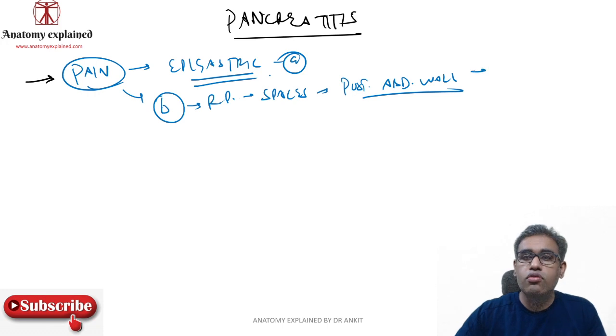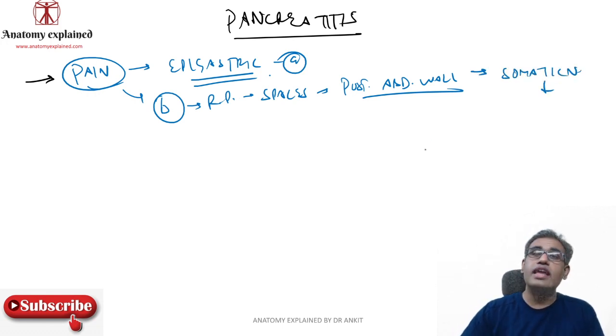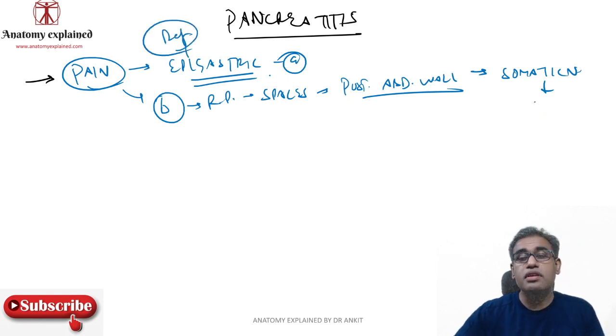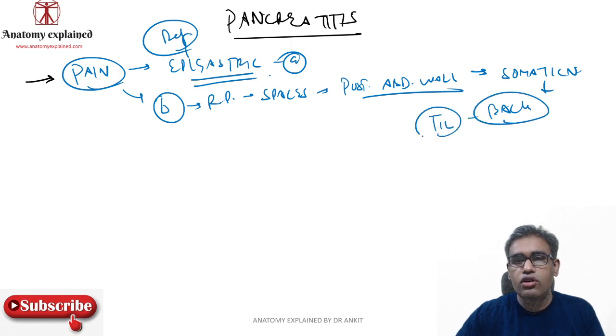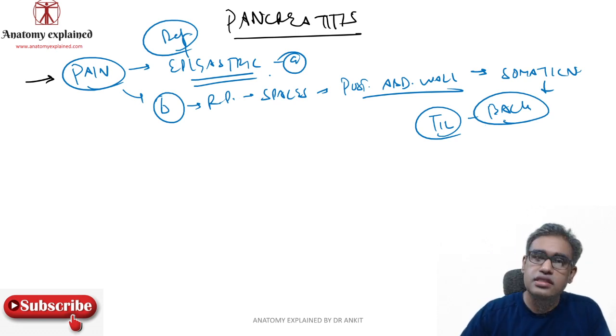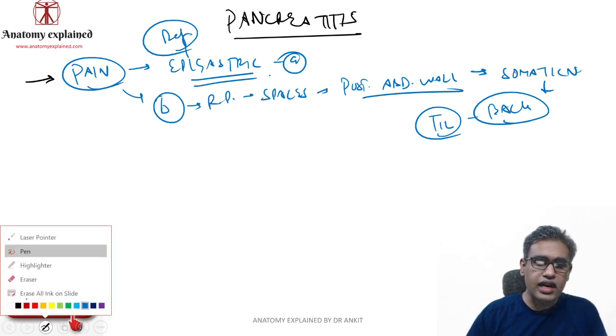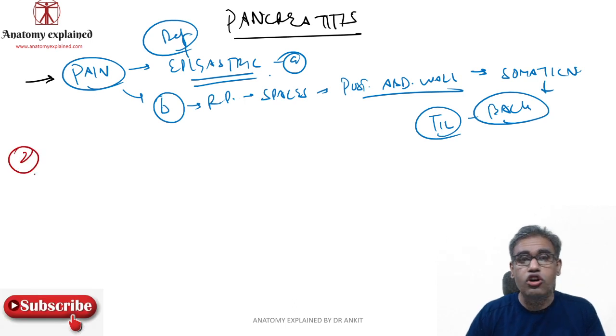When the posterior abdominal wall is involved, the wall is supplied by somatic nerves. Now the pain is localized. Here it was a referred pain; now it is localized pain. Where? In the back. Where in the back? Around the T12 or L1 spine. So the pain of pancreatitis will also go to the back, as well as into the front epigastric region. That is point number 1.